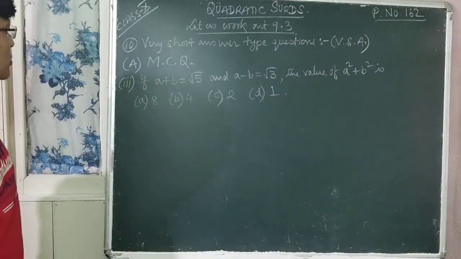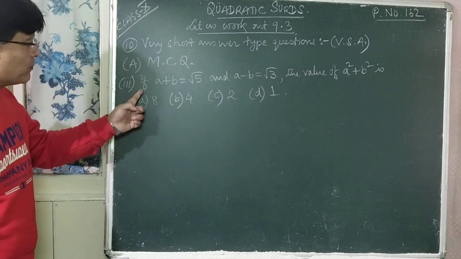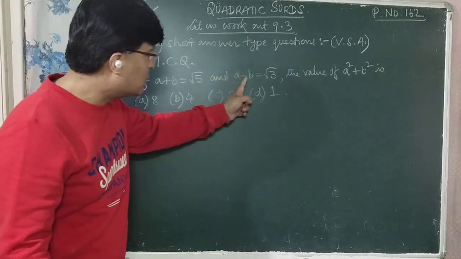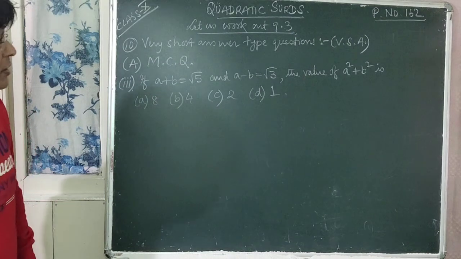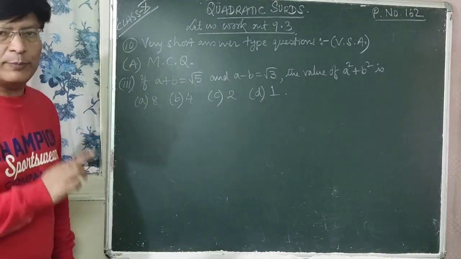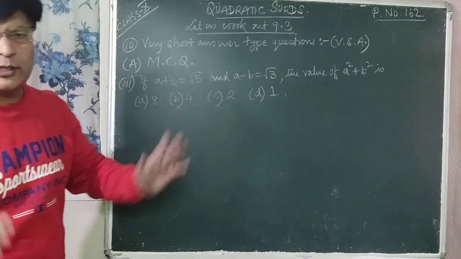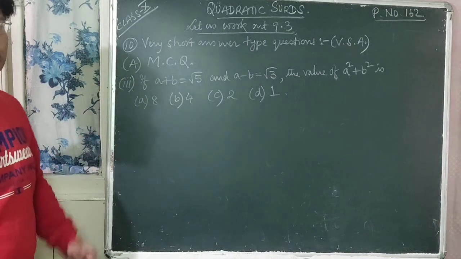So now we will do question number 10a MCQ number 3. If a plus b is equal to root 5 and a minus b is equal to root 3, then the value of a square plus b square is a or b or c or d. It may be 8, 4, 2, or 1. Which is the correct option? You have to choose the correct option.